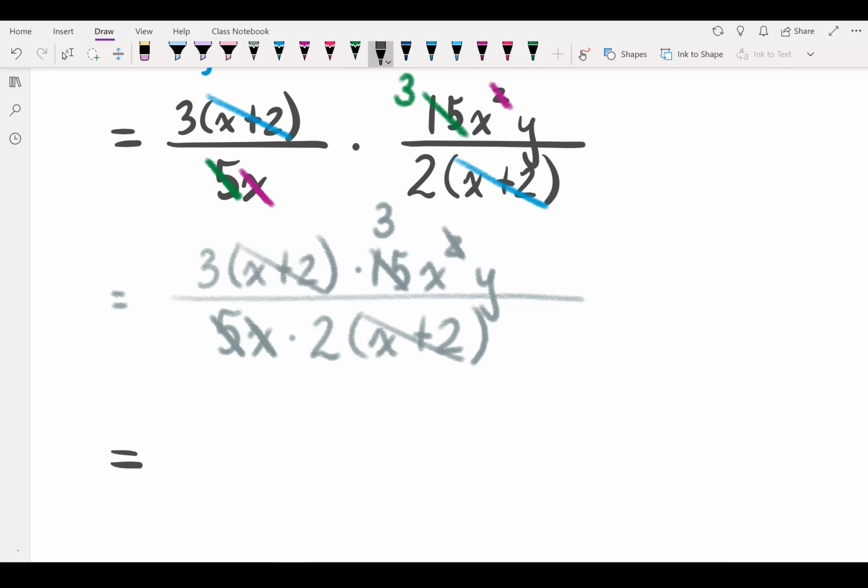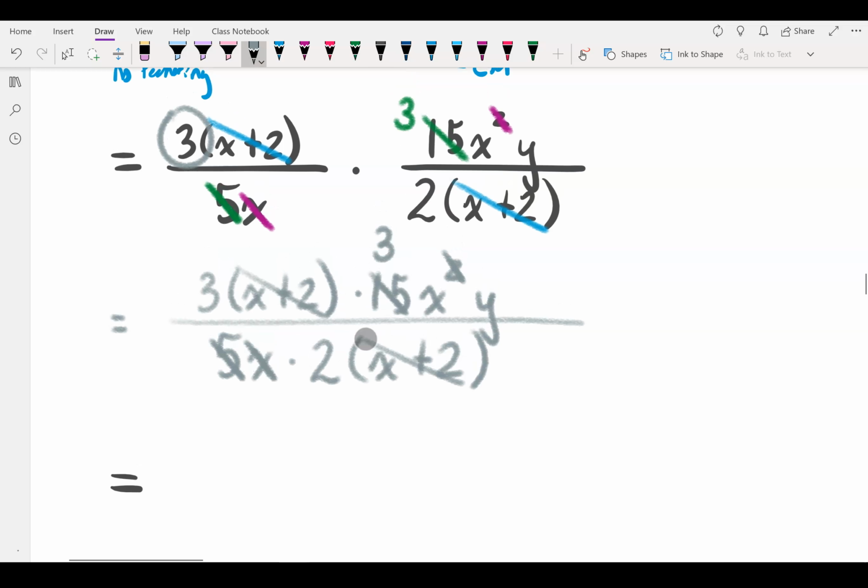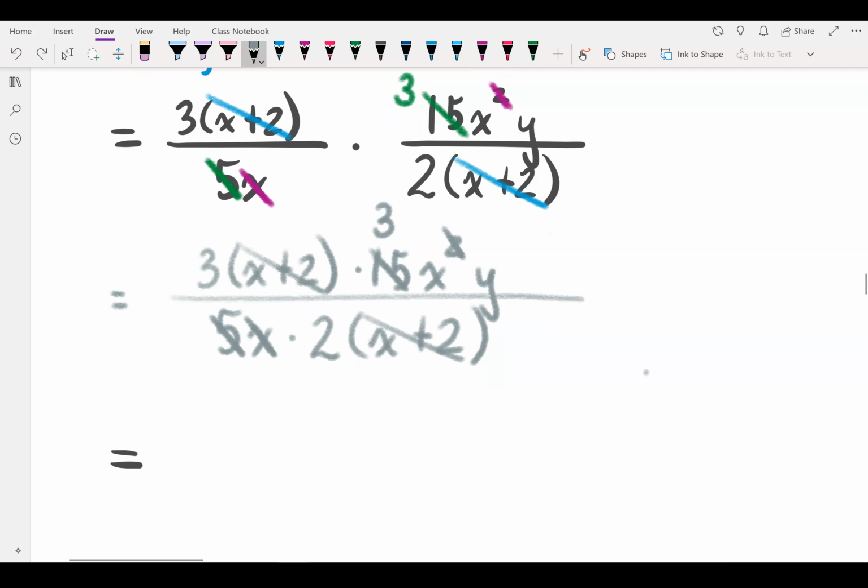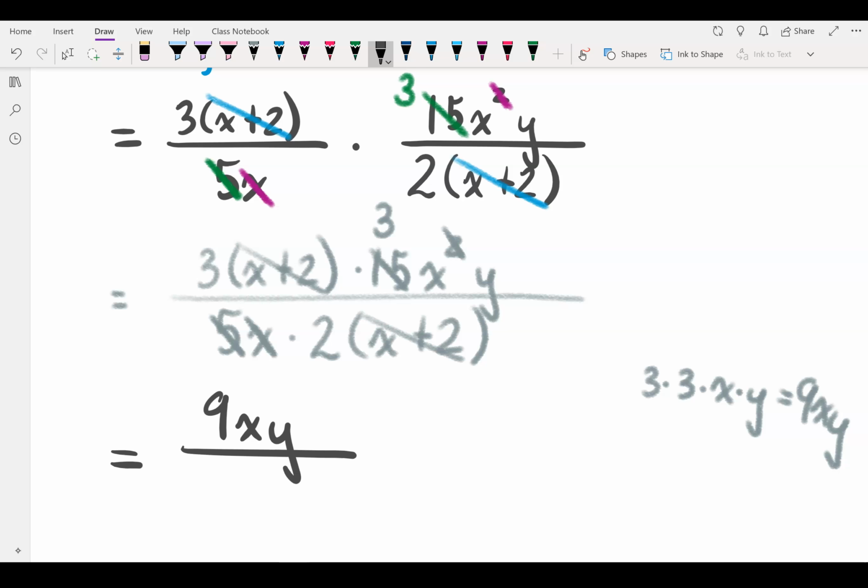What I'm left with on top is a 3, an x, and a y. 3 times 3 times x times y is 9xy. So on top, I have 9xy. On bottom, what's being multiplied? I'm looking at this step. What's left on bottom? It's just 2. This is the end of this question.